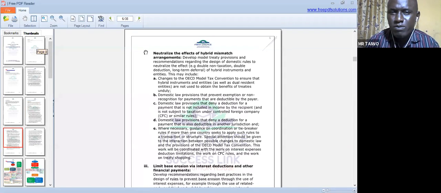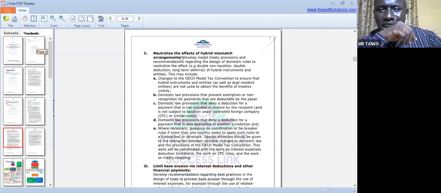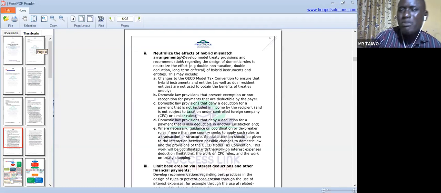The second one is what? The second way, as highlighted by the OECD, is neutralizing the effect of hybrid mismatch arrangements. Because of the grammar here, let me condense it for you. One of the techniques of the OECD is that they should neutralize the effect of the hybrid mismatch. I explained the other time that one of the techniques of carrying out BEPS is hybrid mismatch arrangements. That is when a transaction is treated in 2 different countries in different ways, in such a way as to escape tax in both countries.